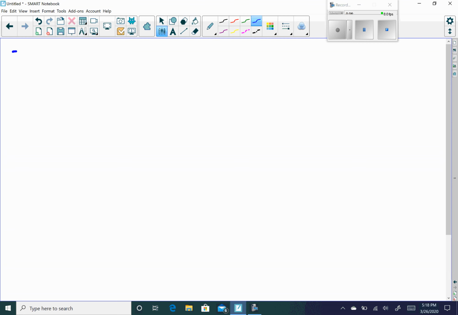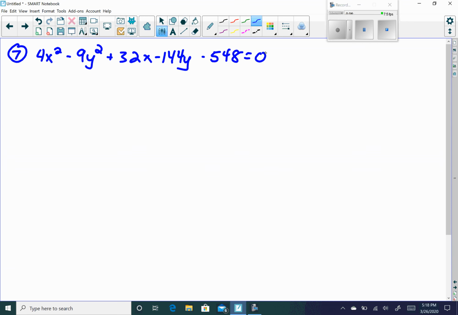All right, then looking at number 7, all we had to do was get this in HK form. So if you're already looking, this is what it was originally: 4x squared minus 9y squared plus 32x minus 144y minus 548. So yes, you could use a calculator here, equals 0. First thing we want to do is get the x terms together. So we'll have a 4x squared plus 32x, then the minus 9y squared. We always want the squared variable with the positive coefficient to go first here, then a minus 144y. We'll move the 548 to the other side.